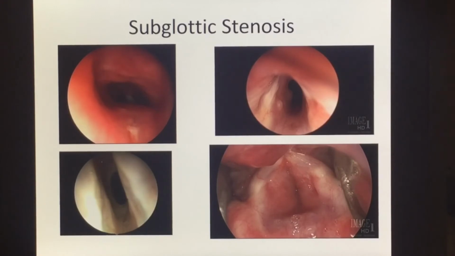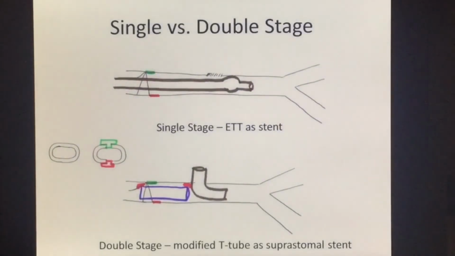The oval shape of the top right stenosis and the bottom left stenosis shown here would likely require both anterior and posterior grafting. The bottom right stenosis is a grade 3, almost grade 4, and would also require both anterior and posterior grafting. So, in a single stage procedure, there's no tracheostomy, as you can see in this top image here.